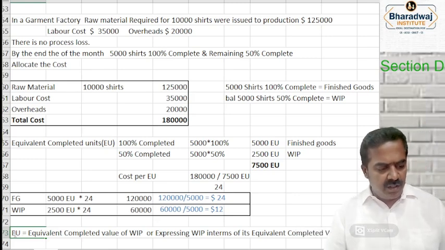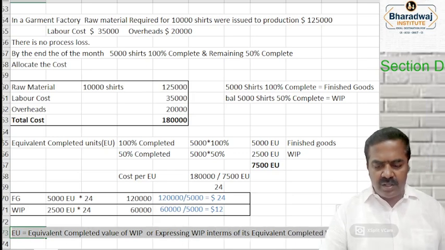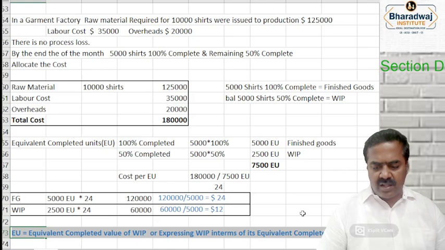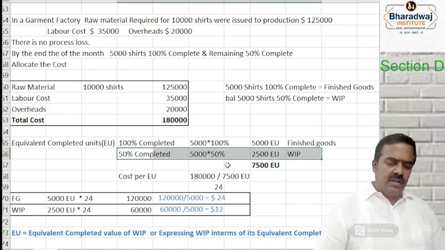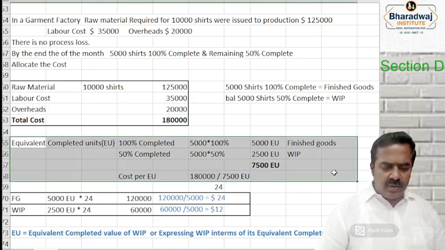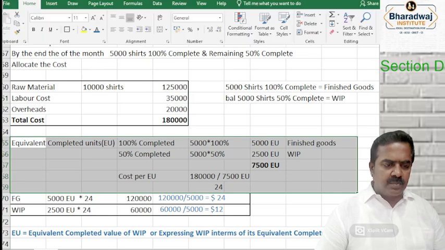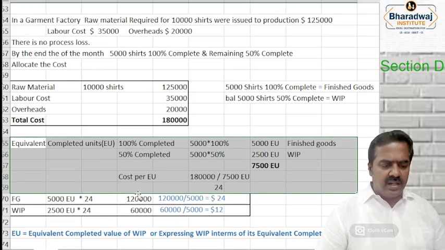That is called as which one? Equivalent unit. So where are we using the equivalent unit? For assigning the cost. For assigning the cost between what? Completed units and which one? Incomplete units. So we work out equivalent units and we work out which one? Cost per equivalent unit. Based on that we assign the cost.